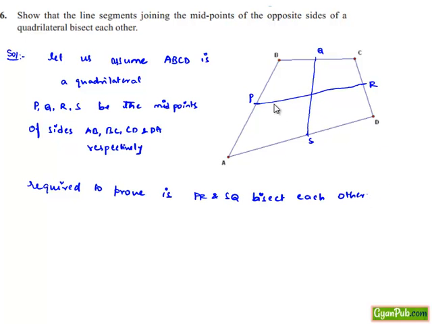Now in order to prove this, let us join PQ, QR, SR and PS such that PQRS form a quadrilateral. Now let us also join the diagonals of quadrilateral, that is AC and BD.